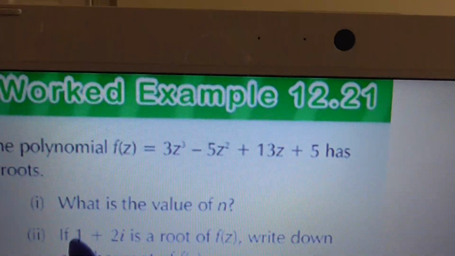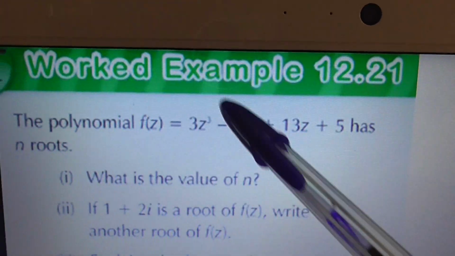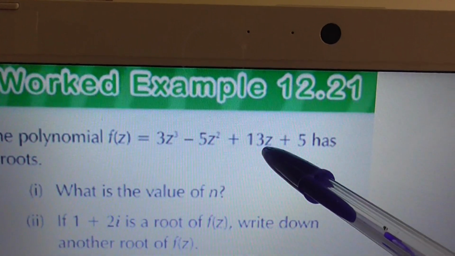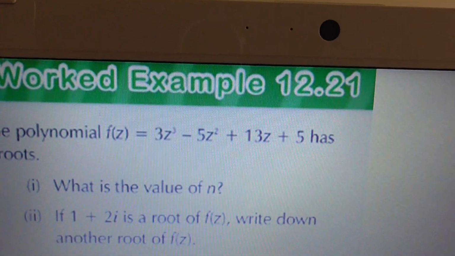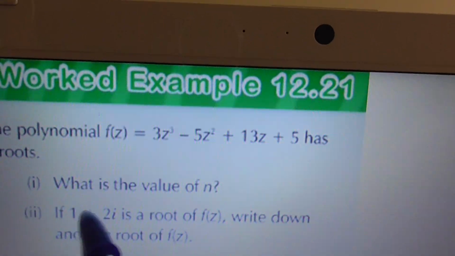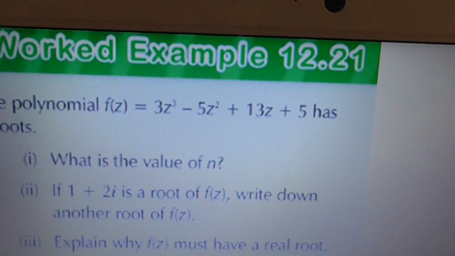Well, first of all, this is a complex number. If they're saying that that's a root of that, let's see. 3 is real, minus 5 is real, 13 is real. So that means the conjugate root theorem applies. So if 1 plus 2i is a root of that, well then its conjugate, which is 1 minus 2i, is also a root of it.